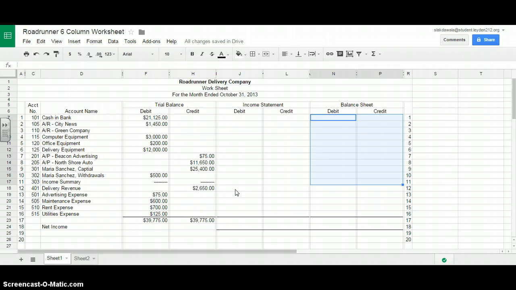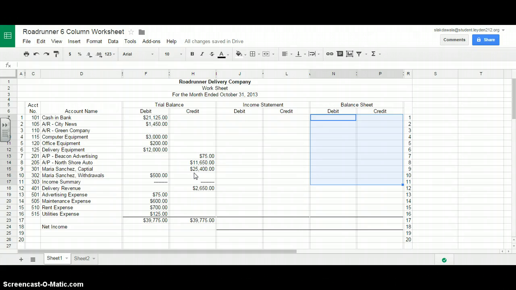The 6-column worksheet that we are looking at today is based on the company that we have been working with so far this semester, Roadrunner Delivery Company. And some of this 6-column worksheet, as you see it right now, looks very familiar. What you'll see over here is the trial balance that you guys just completed for Roadrunner. And this 6-column worksheet is kind of the basis or the start of developing the financial statements for the company.